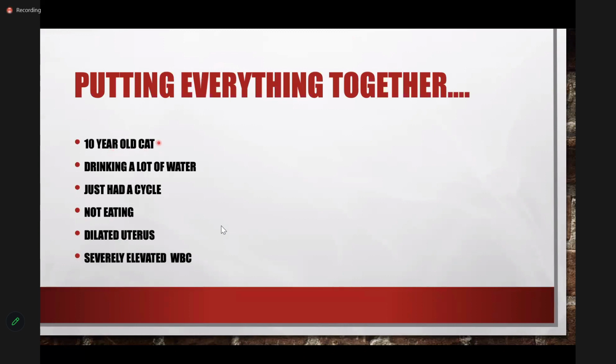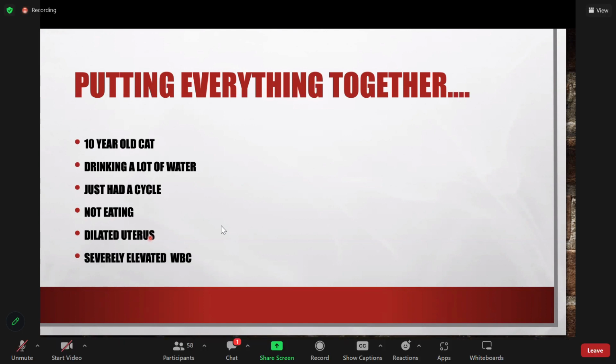So if you see this combination, usually there's only one problem. What do you think? Especially if the cat has had a cycle 4 to 6 weeks ago and there's a dilated uterus. Anything that comes to mind? Is it suspect for pyometra, Doc? Pyometra. All right, pyometra. Okay, that's right.